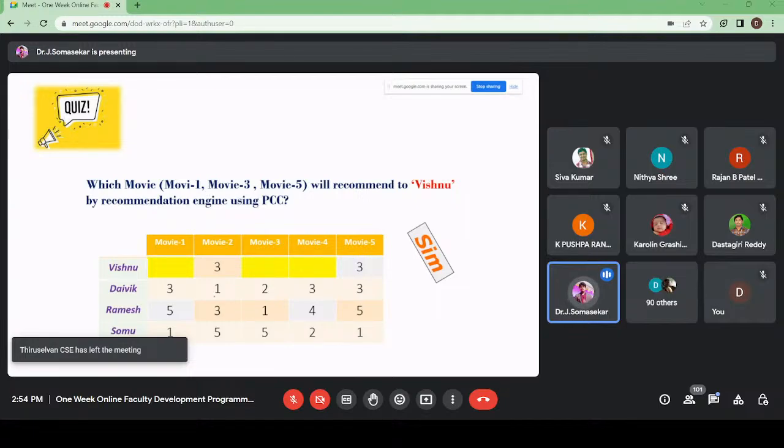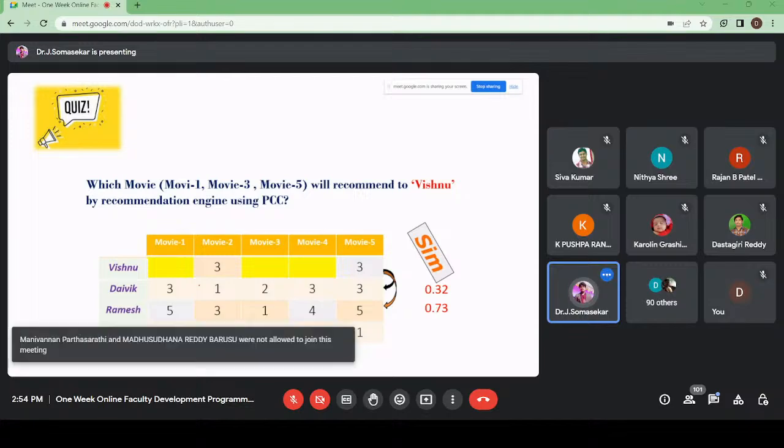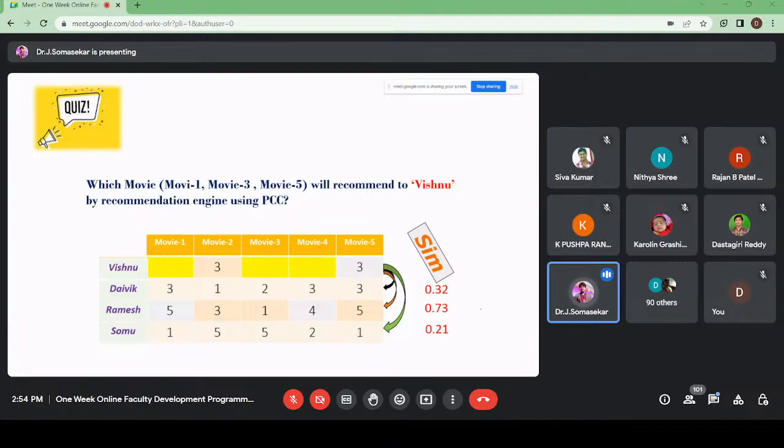For that, the same concept we are going to apply. Here I'll give the correlation coefficient value, but you can decide which movies to recommend. On the right side, the similarity between Vishnu and Daivik is 32%, the similarity between Vishnu and Ramesh is 73%, and the similarity between Vishnu and Somu is 21%. I think you can understand the similarity. Now tell me, what is the rating prediction, followed by which movies are going to be recommended to Vishnu?